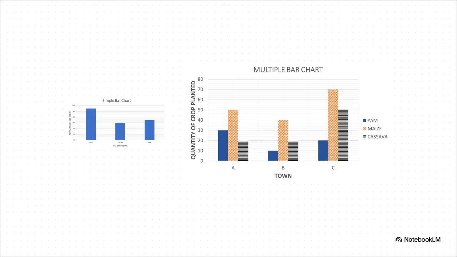A simple bar chart can track one thing, like our store's total daily sales. But you can also use a multiple bar chart to compare different things all at once, say crop yields across a few different towns. The principle is exactly the same. Make the comparison totally intuitive and immediate.